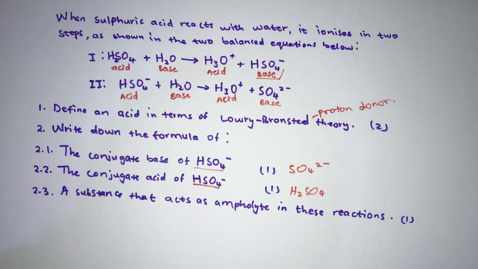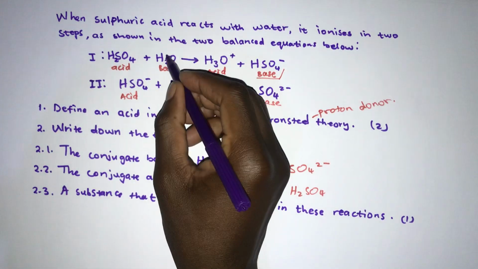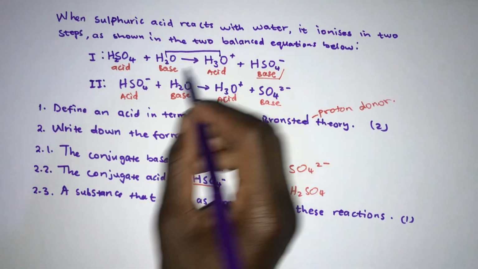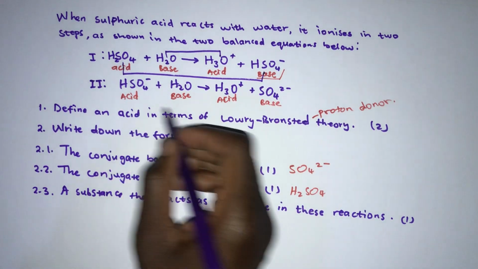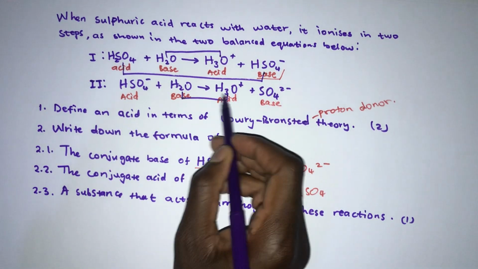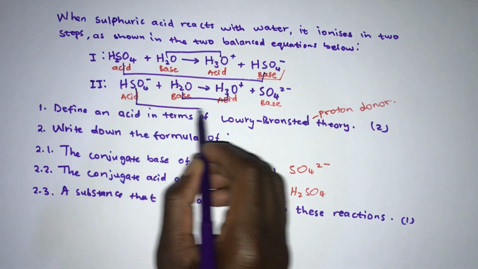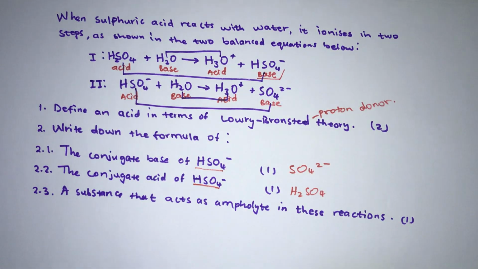I forgot. So this one, the conjugate pair is this one. This one, the conjugate pair is that one. Same. This one, the conjugate pair is this one. This one, the conjugate pair is that one. So maybe it will be easy for you to do that.